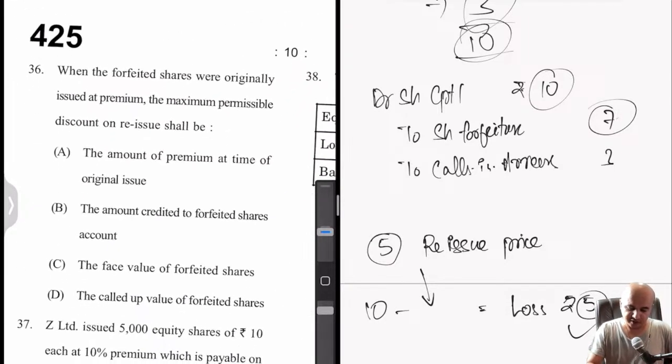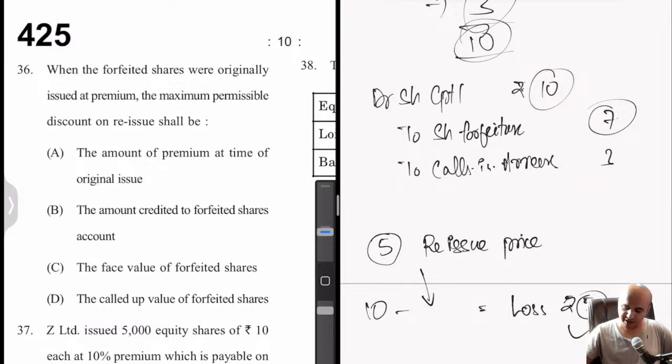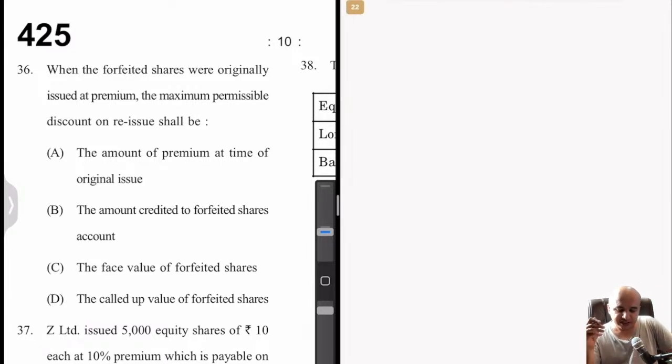Okay, once again we have a question related to forfeiture. When the forfeited shares were originally issued at premium, the maximum permissible discount on reissue shall be dash. Okay, slightly different question, not very different from the previous one. But if you have understood the concept in the previous one, then you can easily answer this too.